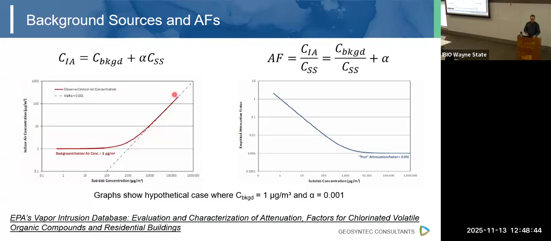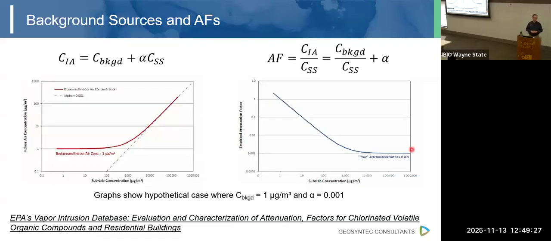Now, if we were doing an empirical attenuation factor and just collecting an indoor air sample, collecting a subslab sample, taking the ratio of those two concentrations, if we divide this equation by our subslab concentration, then our apparent attenuation factor is going to be the sum of the real attenuation factor and the ratio of the background contribution and the subslab concentration. So at these low subslab concentrations, the apparent attenuation factor looks much higher than the real attenuation factor because of that contribution from the background.